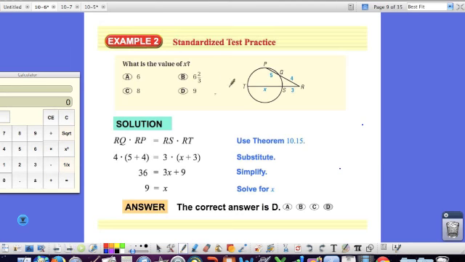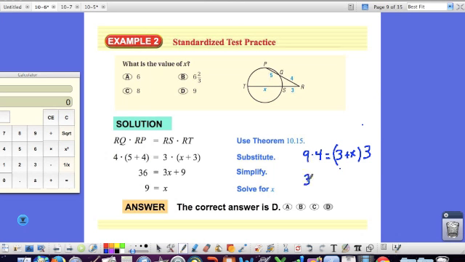So let's look at secant PR. The entire thing, I'm going to rewrite over here, is 9 times the external segment equals. Here, the entire secant segment is 3 plus x. And I'm going to multiply all of that by 3. So 9 times 4 is 36.